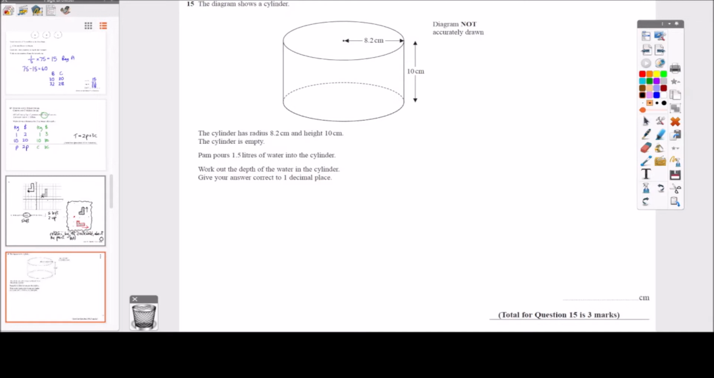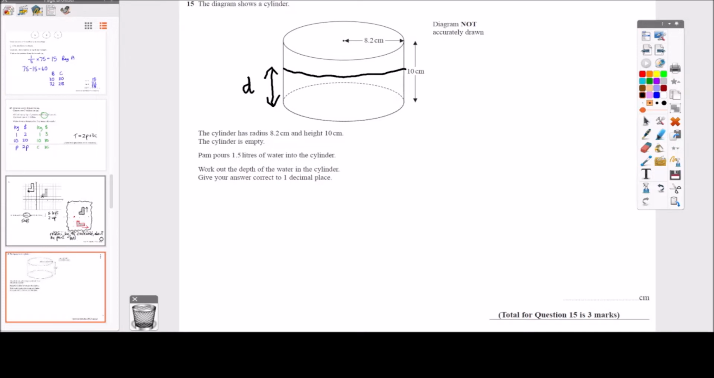Question 15. Now, I think this is the first quite tricky question, okay? So we're not being asked to work out the volume of the cylinder. We're being told we're pouring some water into it, and what will be the depth of this water. So imagine you pour some water into it and it goes up to there. We're being asked to work out this depth here.